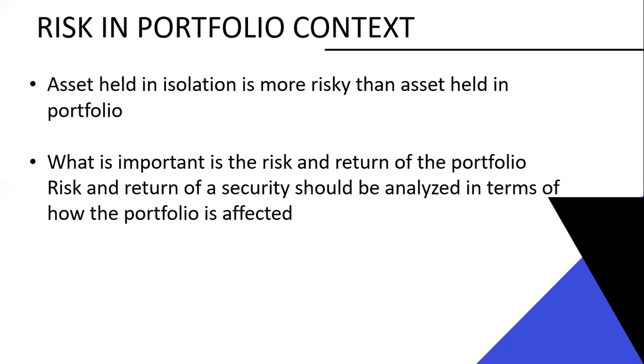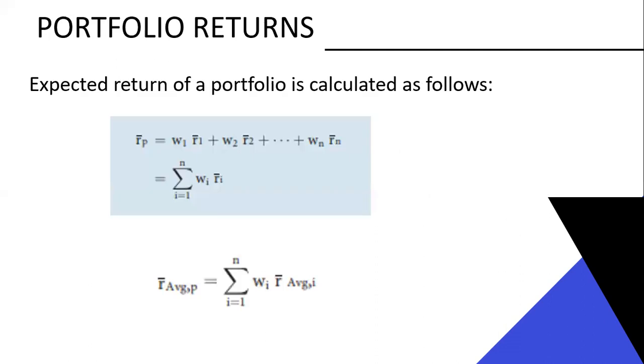What's important is the return and risk of the portfolio. Risk and return of securities should be analyzed in terms of how the portfolio is expected to perform. So when you have a group of assets, which is also known as the portfolio, then you will be looking at the risk and return of the entire portfolio. You want to see what's happening in the market and how this is impacting your entire portfolio. Versus if you just have one asset, then you would be looking at how this is impacting that one asset, and that's always a riskier situation.